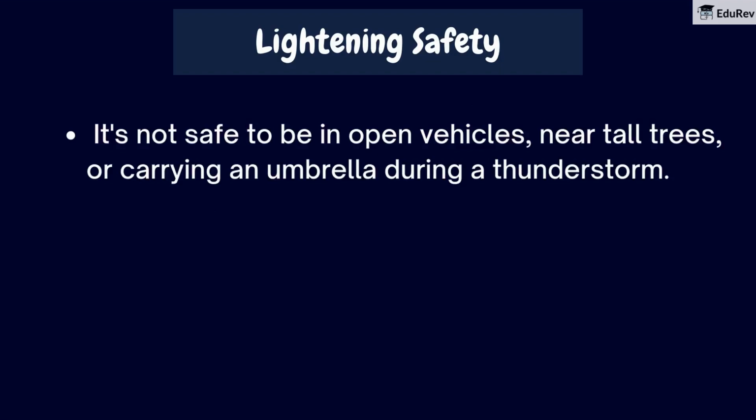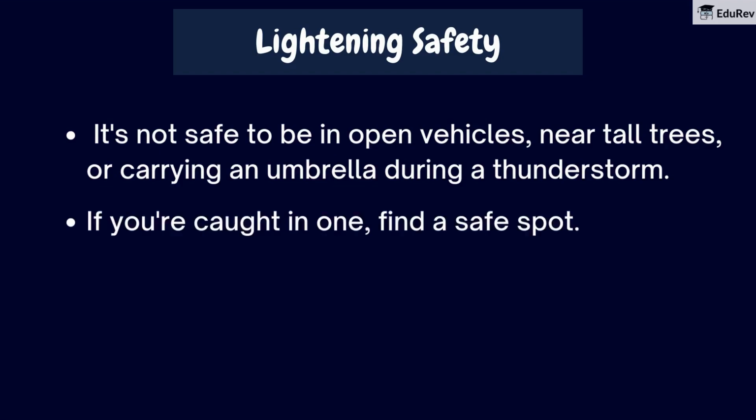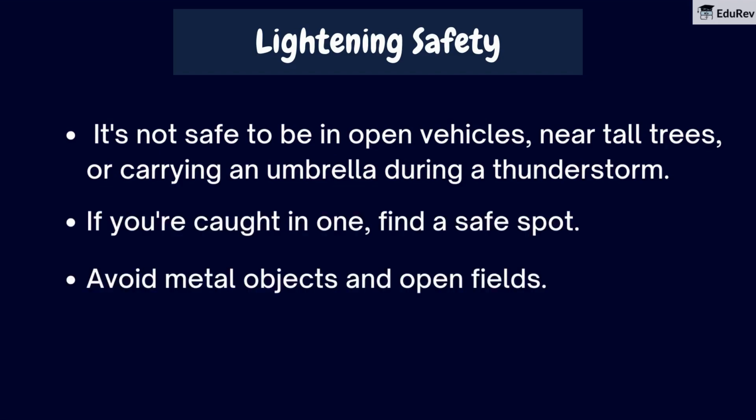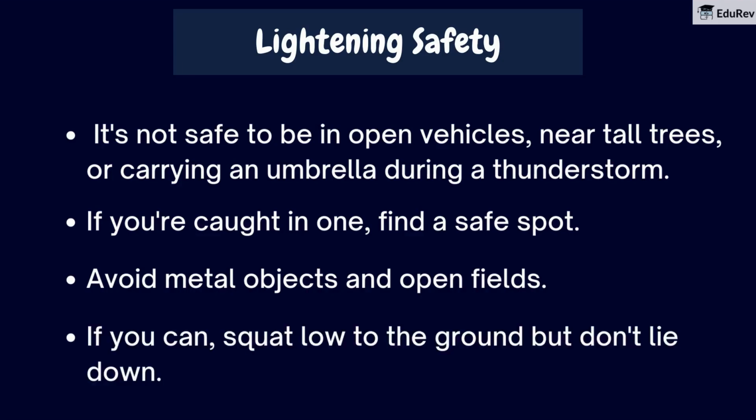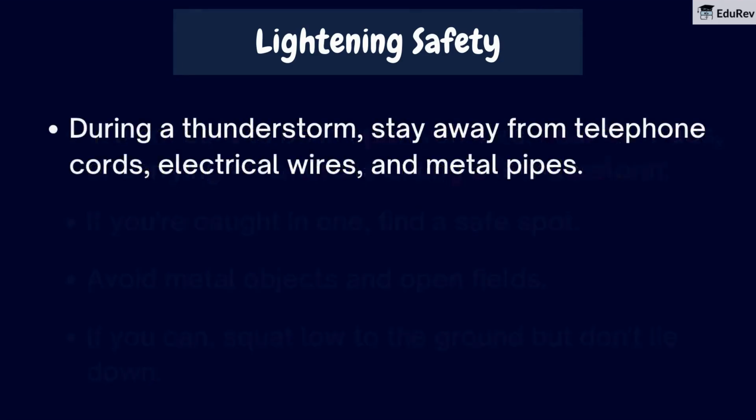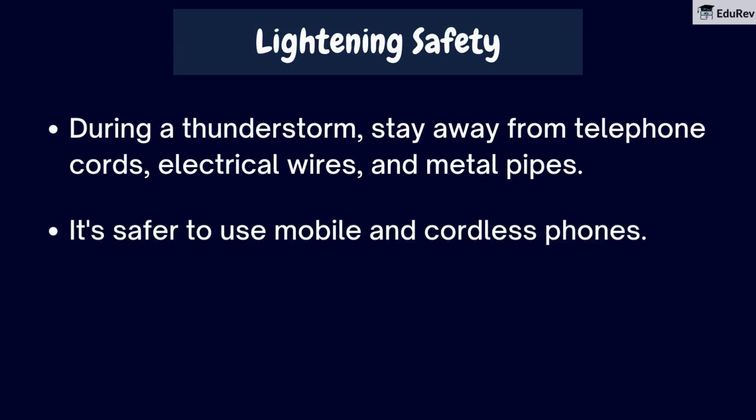It's not safe to be in open vehicles, near tall trees, or carrying an umbrella during a thunderstorm. If you're caught in one, find a safe spot. Avoid metal objects and open fields. If you can, squat low to the ground but don't lie down. During a thunderstorm, stay away from telephone cords, electrical wires, and metal pipes. It's safer to use mobile and cordless phones.